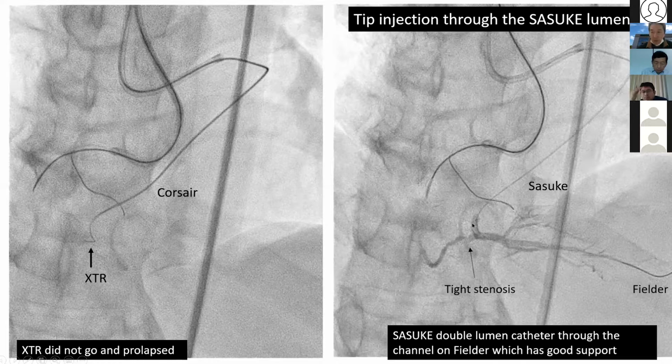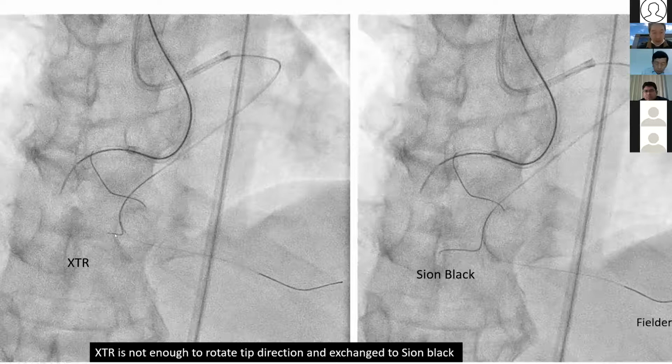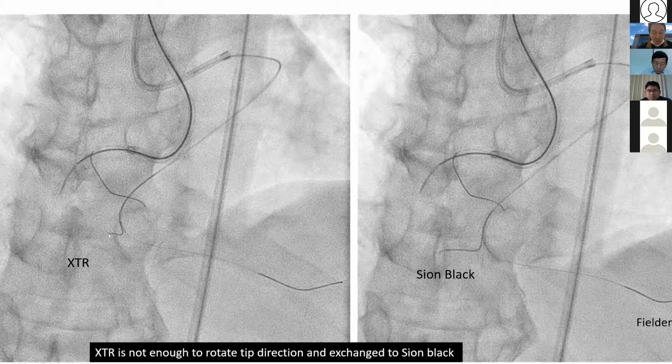and started with the XTR to pick up because of the stenosis. But I cannot rotate the tip of the XTR. The tip sticks in some kind of stenosis. So finally I changed to Sion Black. I could rotate the tip direction, and then I could go into the proximal RCA part.